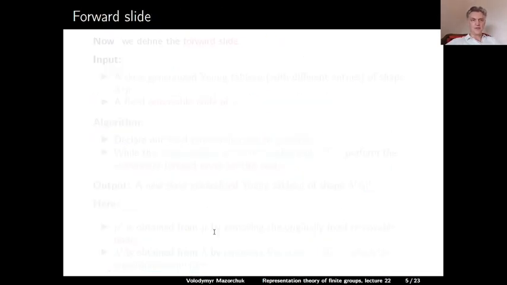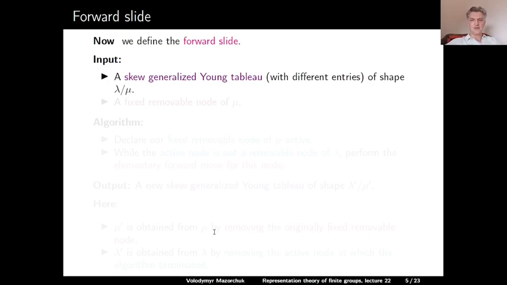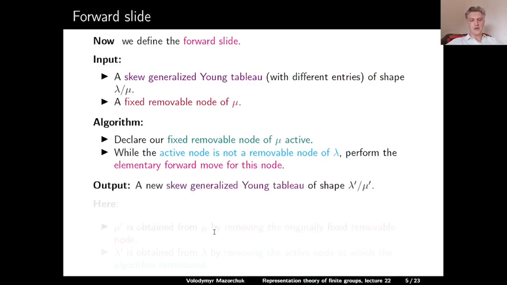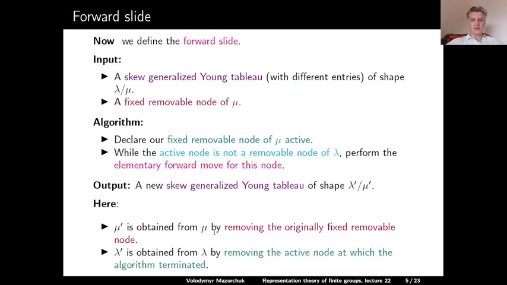So now with this elementary move forward, we can define the forward slide. The input of the forward slide is a skew generalized Young tableau with different entries of shape lambda modulo mu and a fixed removable node of mu. So how do we do the forward slide? We declare our fixed removable node of mu active. And while the active node is not a removable node of lambda, we perform the elementary forward move with respect to this node. The output will be a new skew generalized Young tableau of some shape lambda prime modulo mu prime, where mu prime is obtained from mu by removing the originally fixed removable node, and lambda prime is obtained from lambda by removing the active node at which the algorithm terminated.